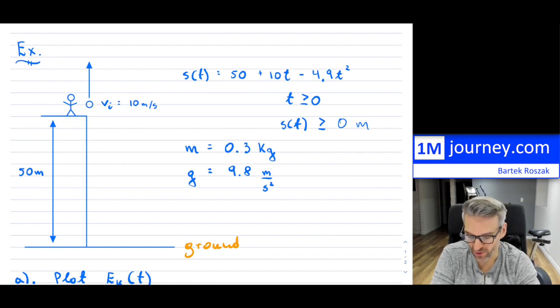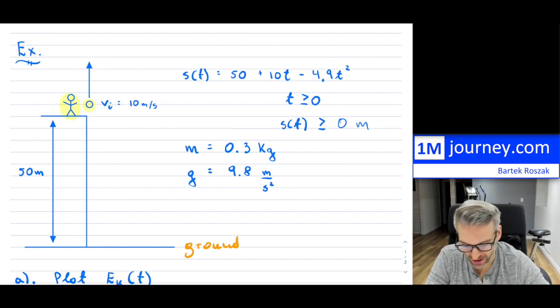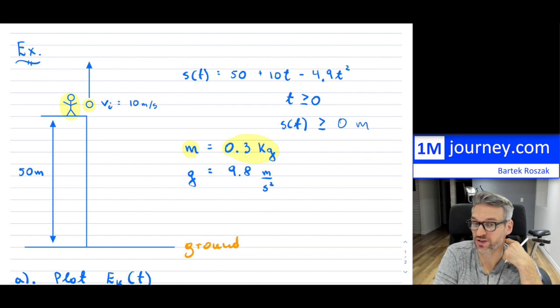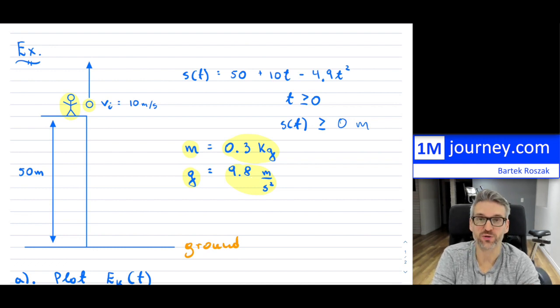And within here, what we have is somebody, so maybe me, throwing up a ball. Now I'm going to give this ball a mass. So this ball is going to have a mass of 300 grams or 0.3 kilograms. That's what we're going to use. So kilogram is actually the metric standard in our calculations. The g, notice, is the acceleration due to gravity. So it is an acceleration, which is 9.8 meters per second squared. So I'm giving that to you.